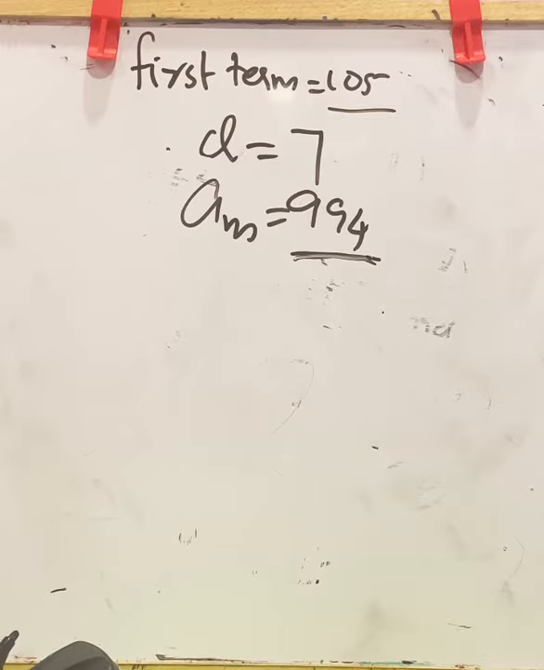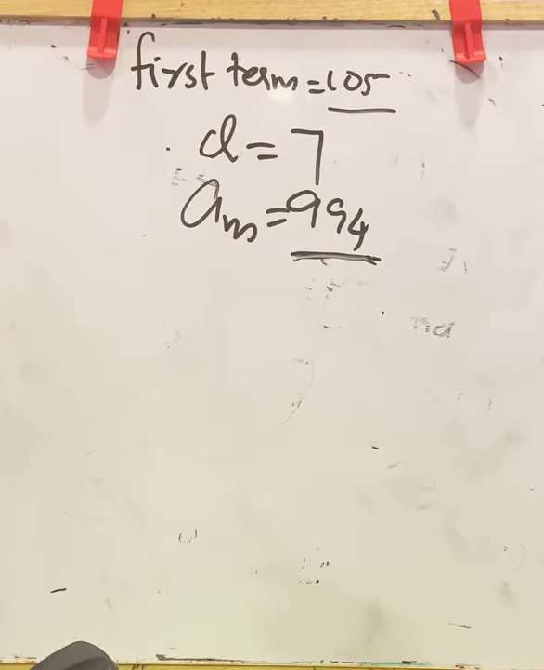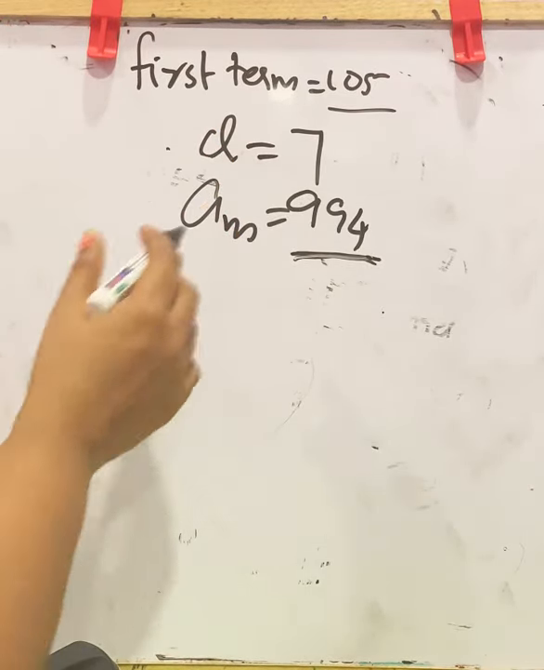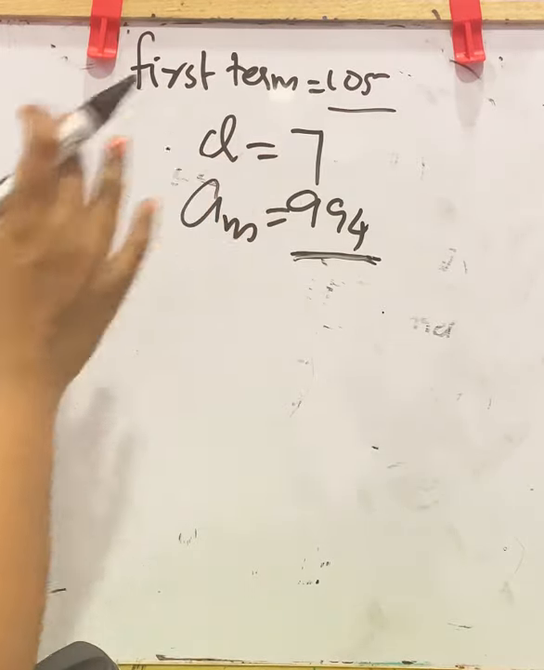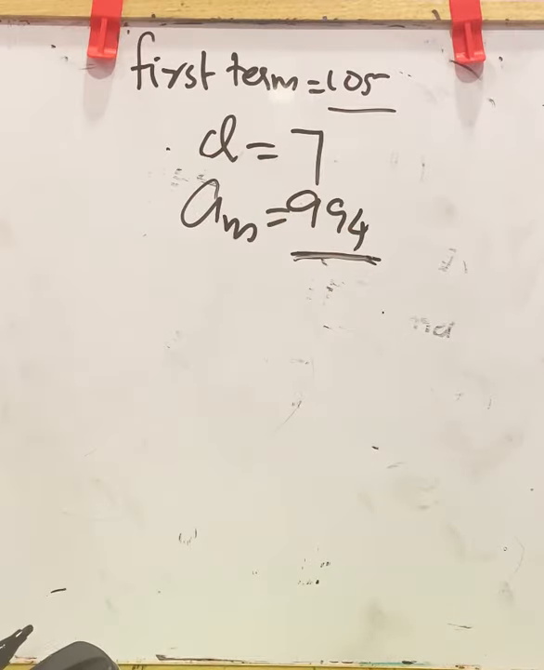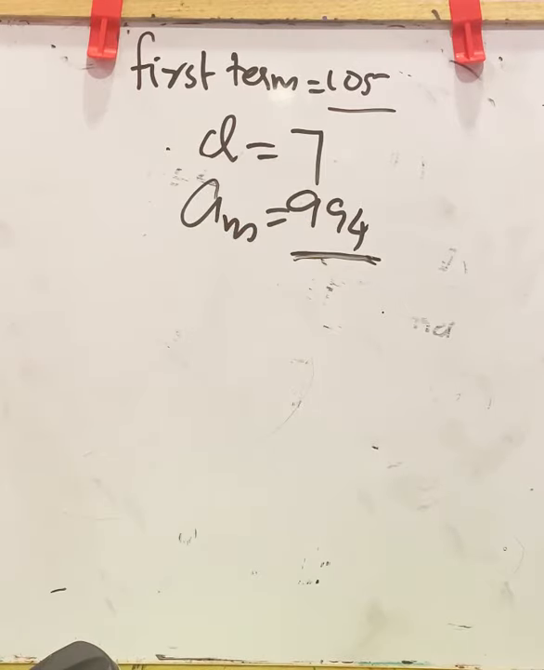We know the last term's index is always equal to the number of terms. If it is A10, then we can say 10 terms are there. If it is A20, then we can say there are 20 terms because it is the last term. It is already proved that in 3-digit numbers, this is the greatest multiple of 7. So this is the last term.